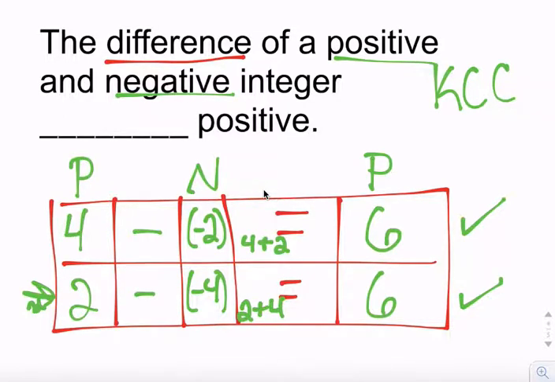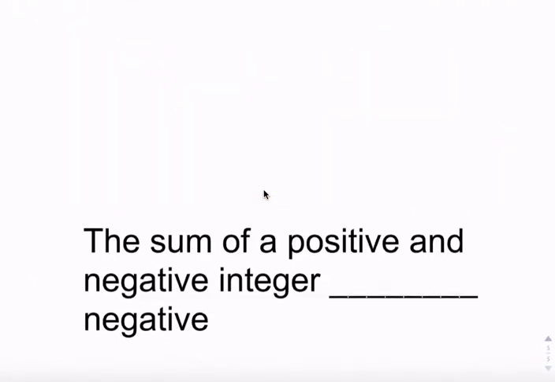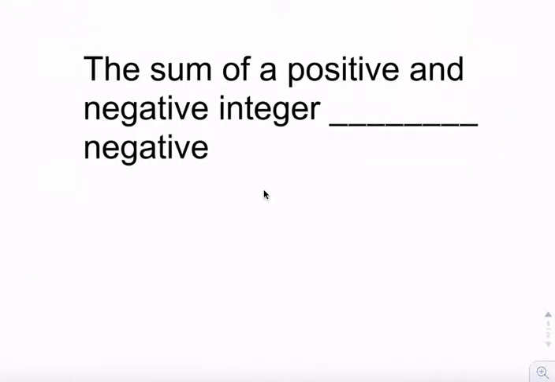So this also worked. The difference of a positive and a negative integer, both times resulted in a positive, so I can say always. It is always going to be positive. Let's do one more example together. Creating a table of values. I want to see whether or not the sum of a positive and a negative integer will always, sometimes, or never result in a negative response.